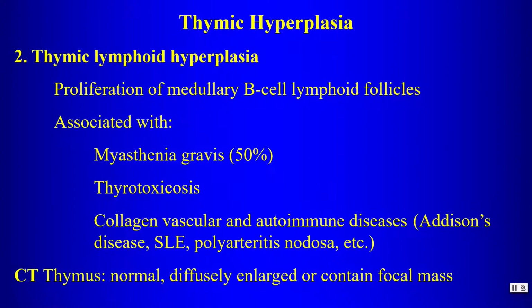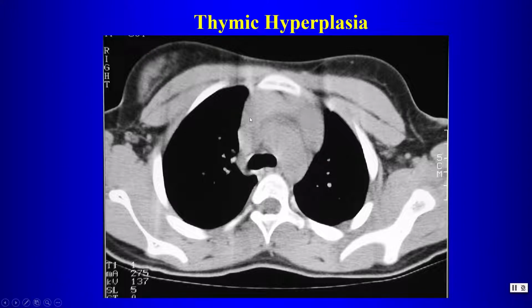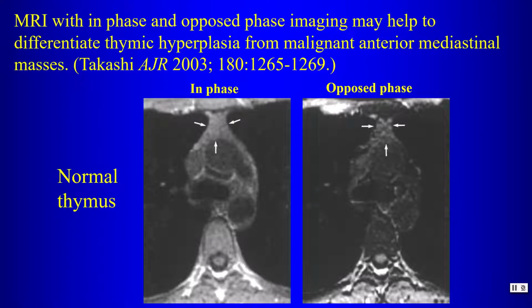There's another form of thymic hyperplasia called thymic lymphoid hyperplasia. Here we get proliferation of medullary B cell lymphoid follicles. This can also be associated with myasthenia gravis and these other disorders. Here the thymus may be normal, can be diffusely enlarged, or it may contain a focal mass, and this can be very confusing. This can be mistaken for thymoma in a patient with myasthenia gravis. So here is diffuse thymic hyperplasia in this case of the 12-year-old with myasthenia gravis. Now, thymic hyperplasia turns out to be the most common abnormality of the thymus associated with myasthenia gravis.